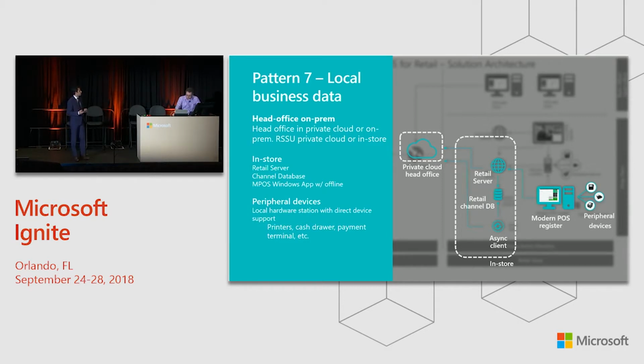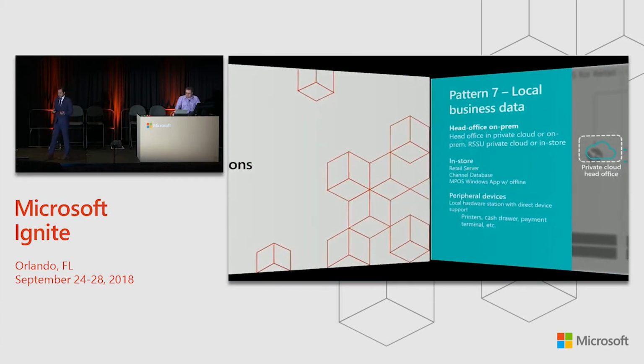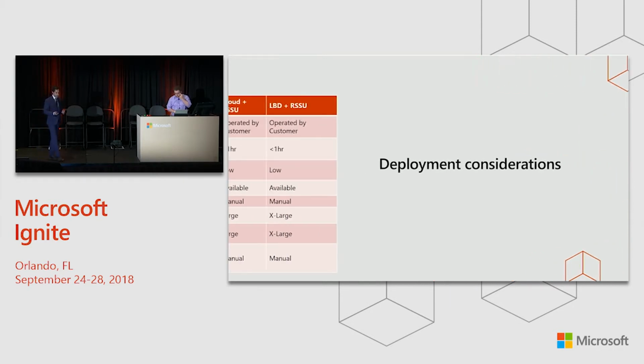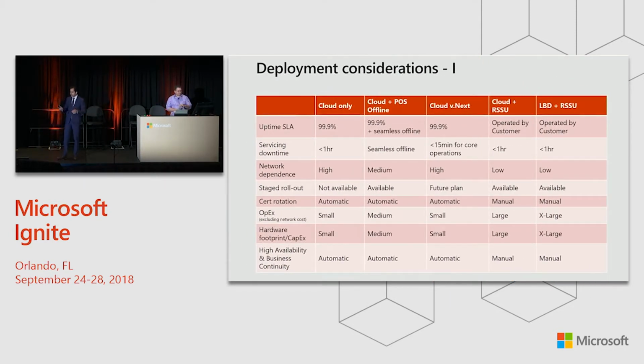So by now, you've probably seen at least 7 different patterns available for deployment of your retail environment. Now, the question is going to be, what are the different factors I need to consider when picking one topology or the other? This is going to be a little bit dense, so I'm going to warn you about that. So here are largely the different classes of topologies that we discussed: the cloud only, cloud plus point of sale offline, and then cloud vNext, cloud plus RSSU, and then LBD plus RSSU.